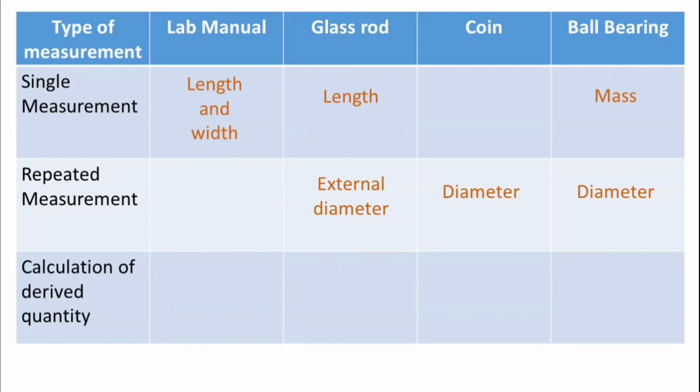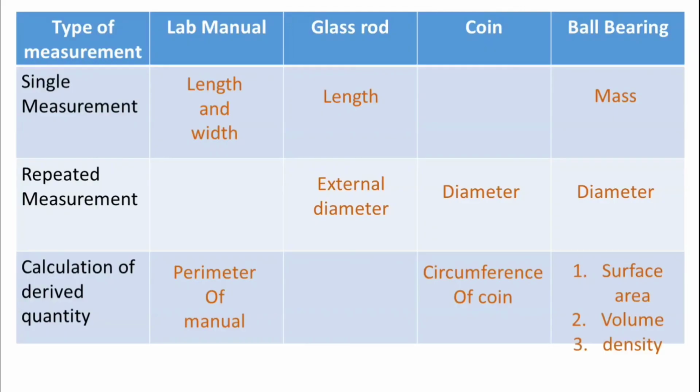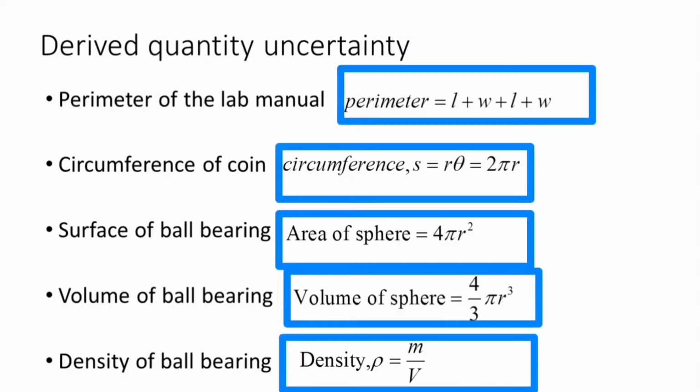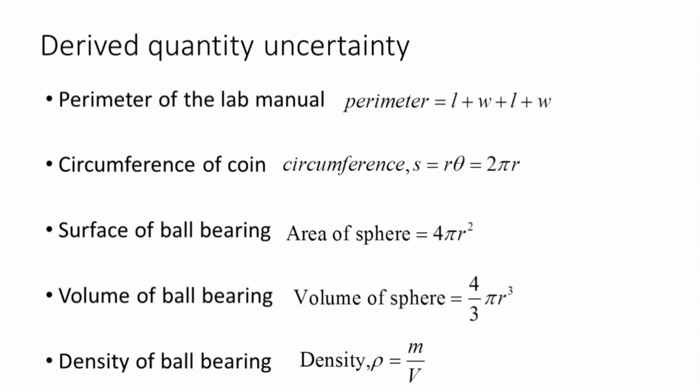In the derived quantity calculation, you are going to calculate and determine the uncertainty for the derived quantity. You are going to calculate the perimeter of the manual, the circumference of the coin, and finally, the surface area, the volume, and the density of the ball bearing. You have measured all the base values to calculate the derived quantity in the previous section. Use the appropriate formula to find the value of the derived quantity.